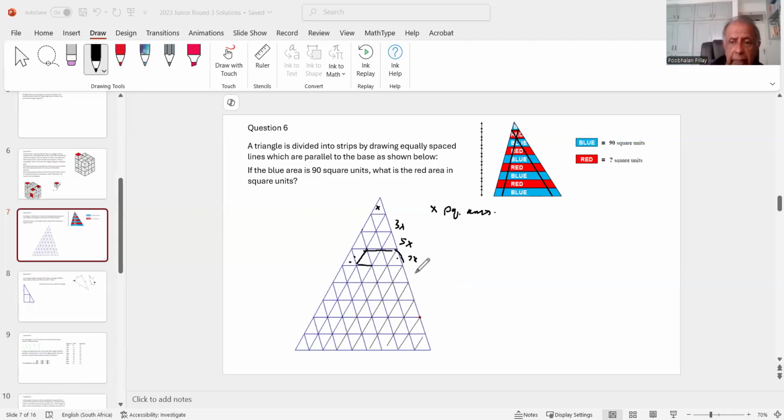So you got 7x, 9x, and so on. Okay, we might as well do it. 11x, 13x, 15x, and 17x. Okay, now we know that all the blues add up to 90. So the blues are the x. The next one is 5x. X, 3x, 5x. X plus 5x, we keep adding 4x.